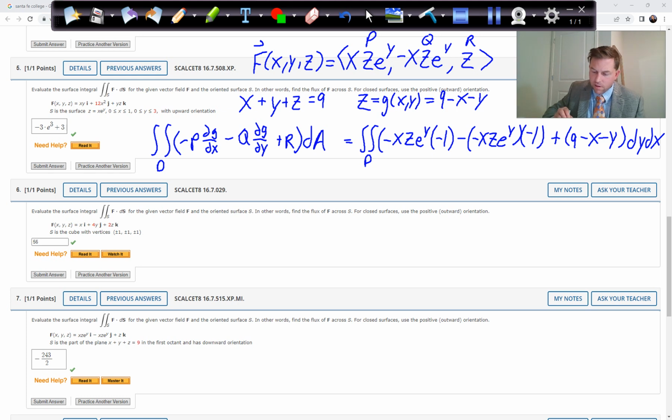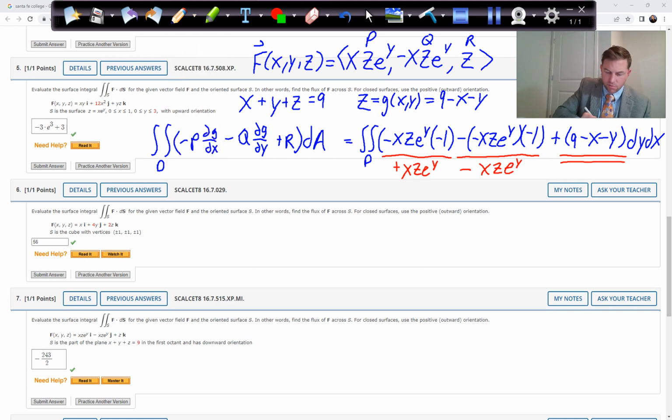Okay, so if we look at this, this whole thing is going to be positive xze^y. This whole thing has a triple negative, so this one's negative xze^y. So those two terms are totally going to kill each other off. We're just left with this term. So the double integral is going to be 9 minus x minus y dy dx.